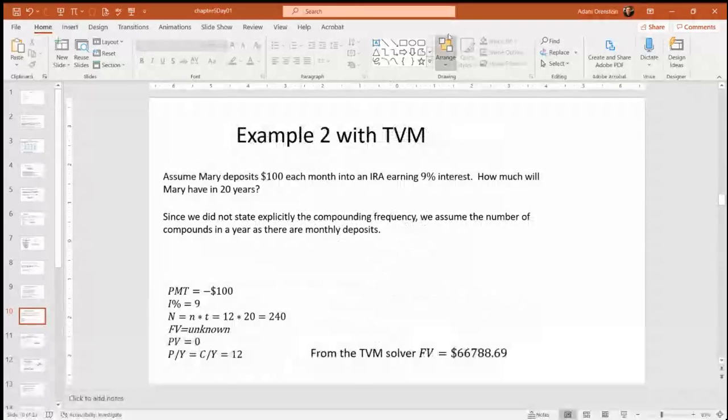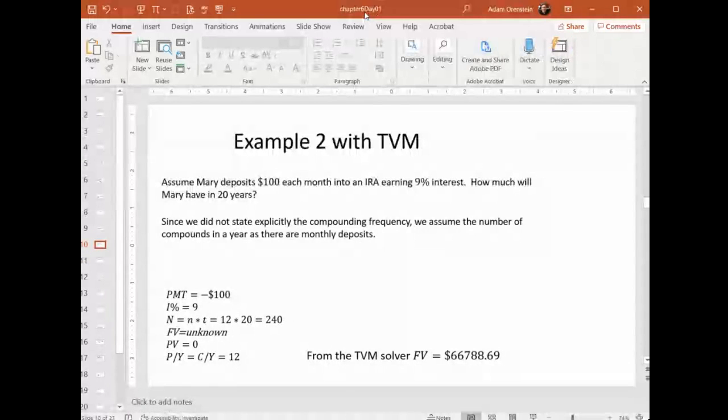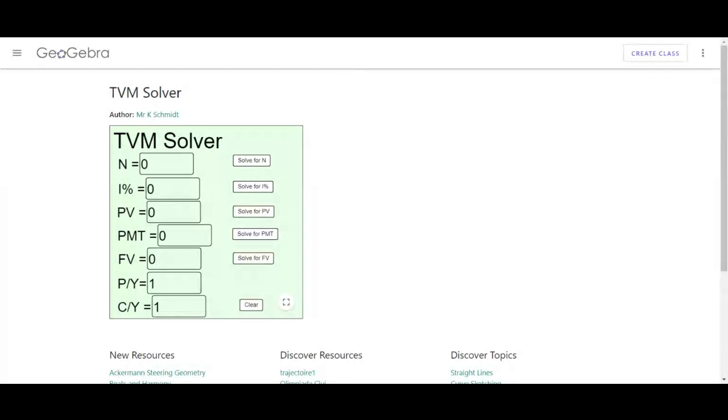So we're going to put this into the TVM solver. So I have to stop sharing and bounce back to the TVM solver. I know it's annoying. I don't think there's a way to share two things at once. But what are you going to do? Here, let me put it in. Okay. All right.